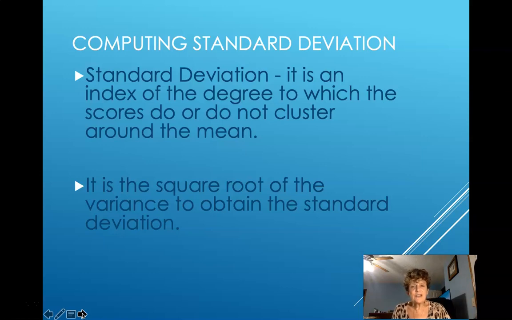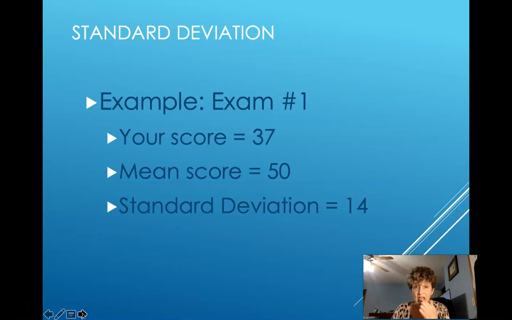So standard deviation is an index to which the scores do or do not cluster around the mean. So everything depends on that mean. And it's also the square root of the variance, so that we can obtain a standard interval or deviation that you would possibly see.